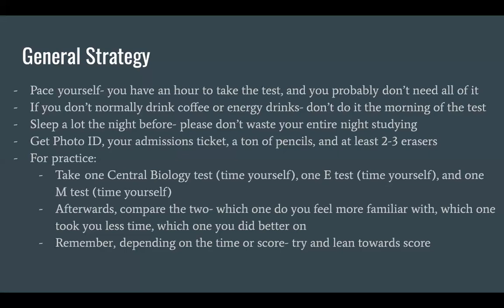So for practice, you should first decide whether you want to take E or M. To do this, you're going to take one central biology test, so the 60 common questions. You should time yourself on that and grade yourself, of course. One ecology test, time yourself and grade yourself separately from the central biology test, right? So you should have a time for all three, and one molecular test. This is if you don't know what you're taking.